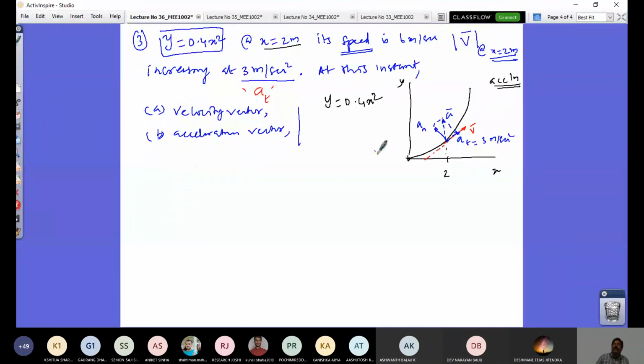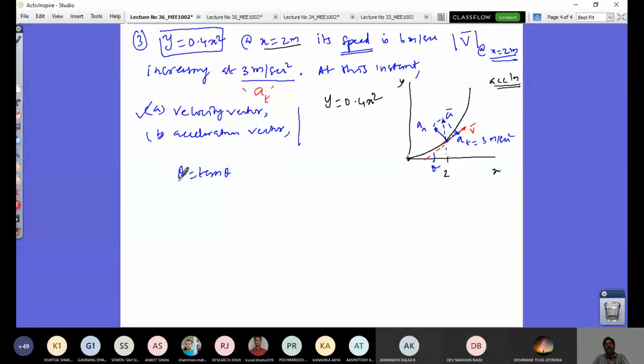I know my velocity is tangential. So if I know this angle theta, I already have my velocity vector, right? So how do I get that now? For that I require the slope. This is nothing but dy by dx. So this angle theta is such that tan theta is dy by dx.